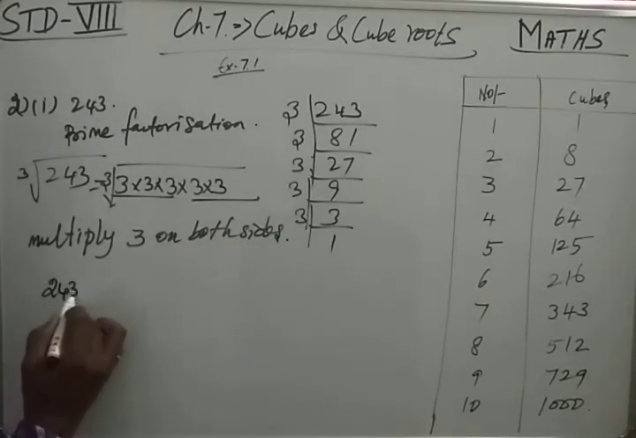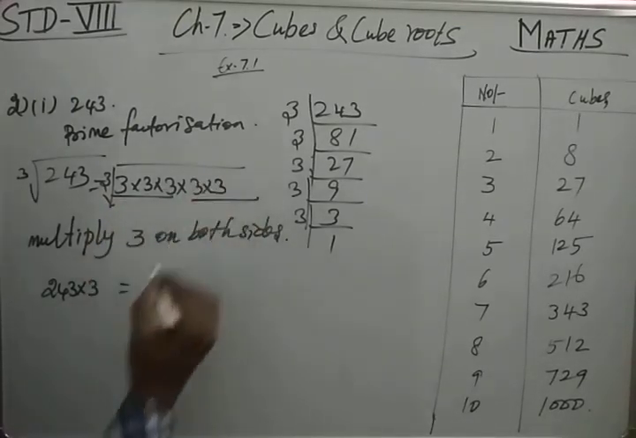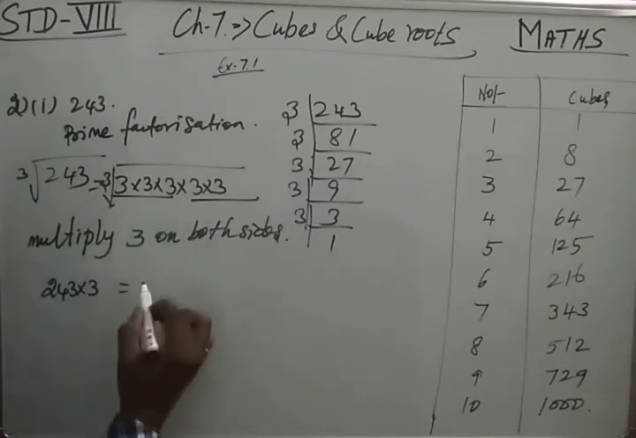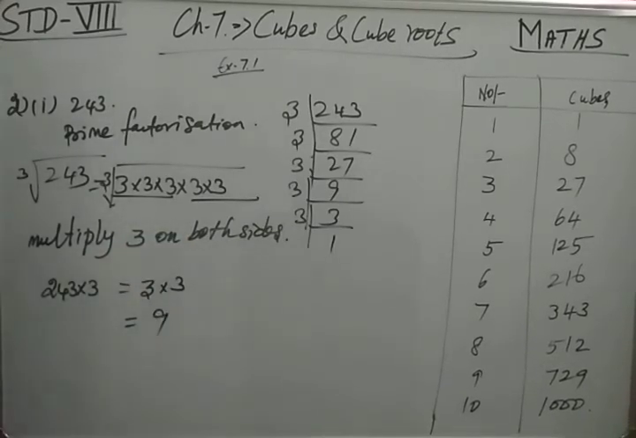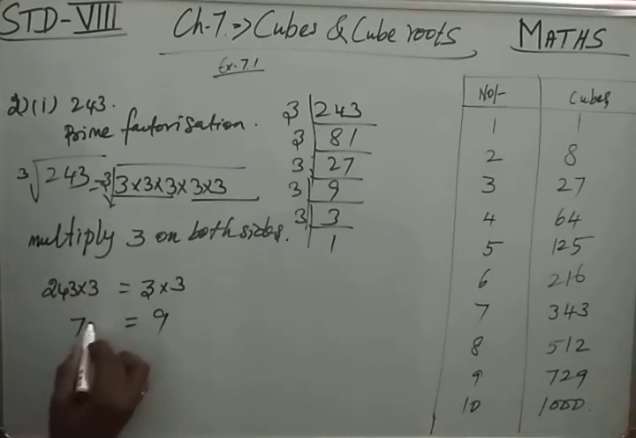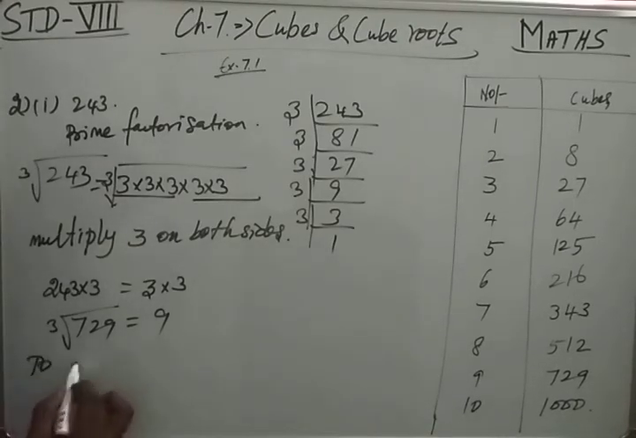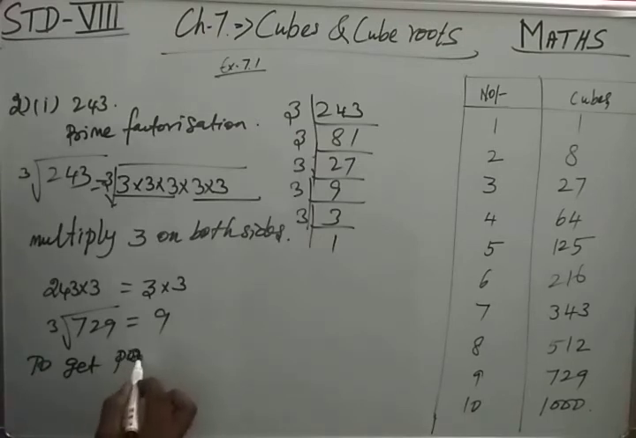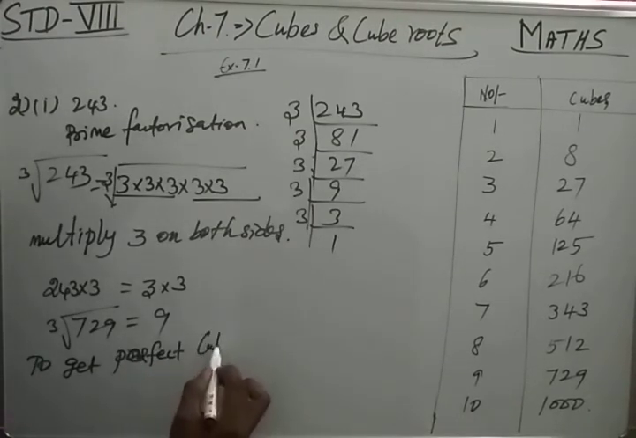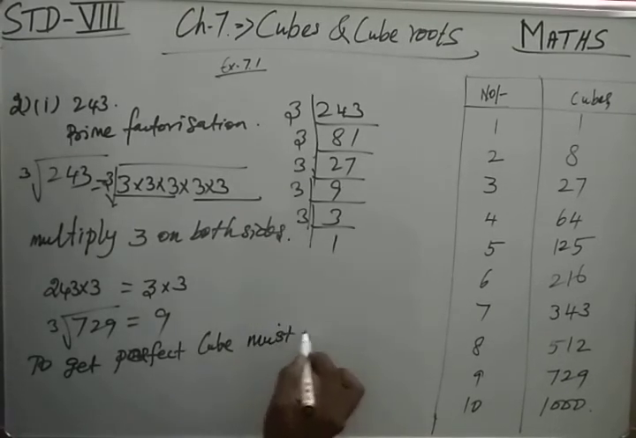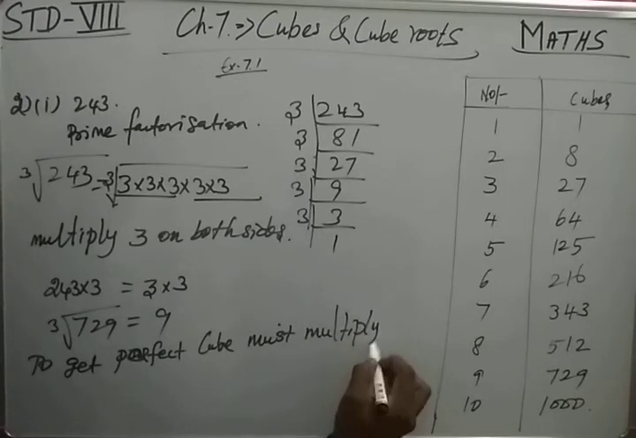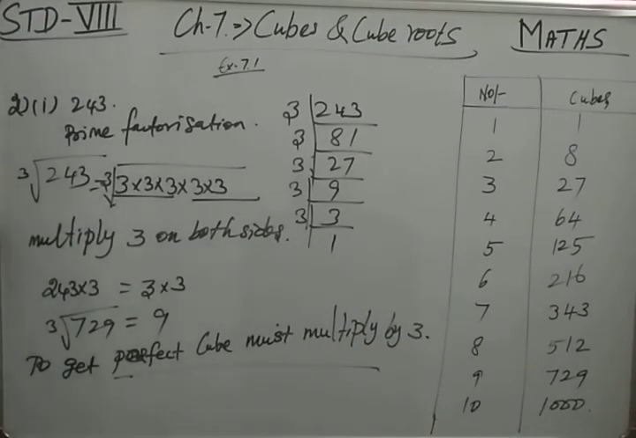If you multiply 243 into 3 is equal to, here also if you multiply the value like that, we will get the value of 3 multiplied by 3 is equal to 9. So here what will come? 729 cubic. So which is we need to add, that is multiply by 3. So to get perfect cube must multiply by 3. Understood? To get a perfect cube must multiply by 3.